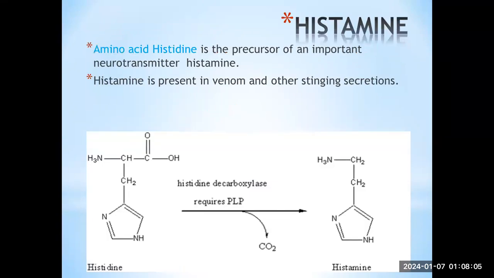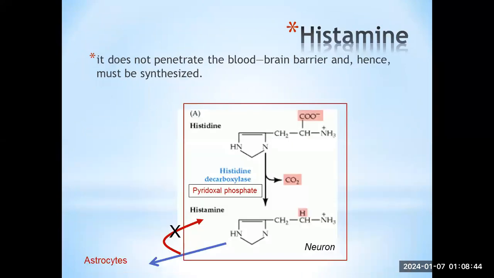The amino acid histidine is the precursor of an important neurotransmitter, histamine. Histamine is present in venom and other stinging secretions. You can look right here. This is histidine. By the action of histidine decarboxylase, it is converted into histamine. The enzyme histidine decarboxylase requires pyridoxal phosphate. So by the removal of carbon dioxide, histidine is converted into histamine.